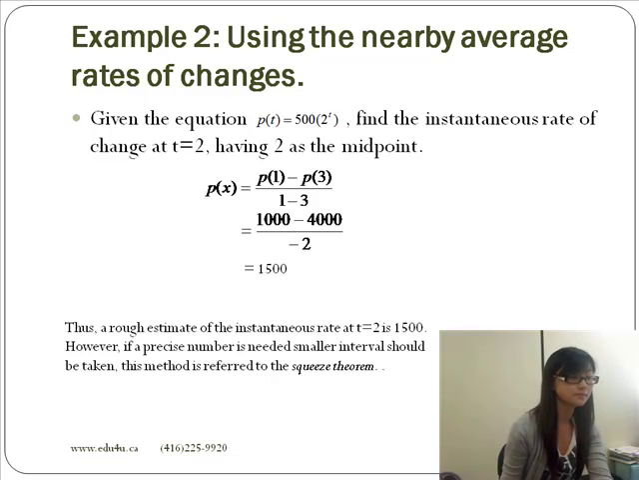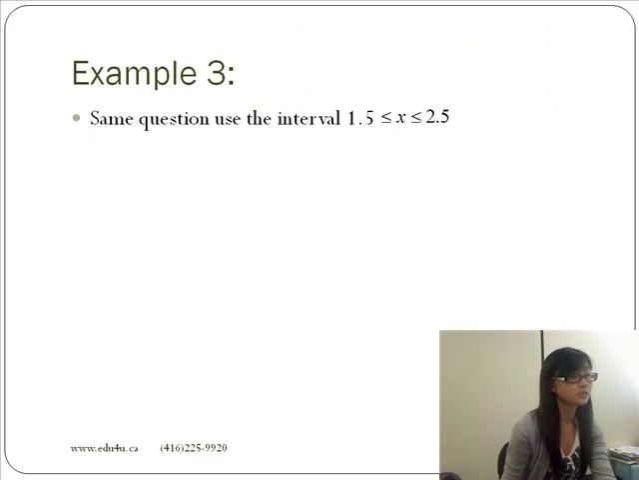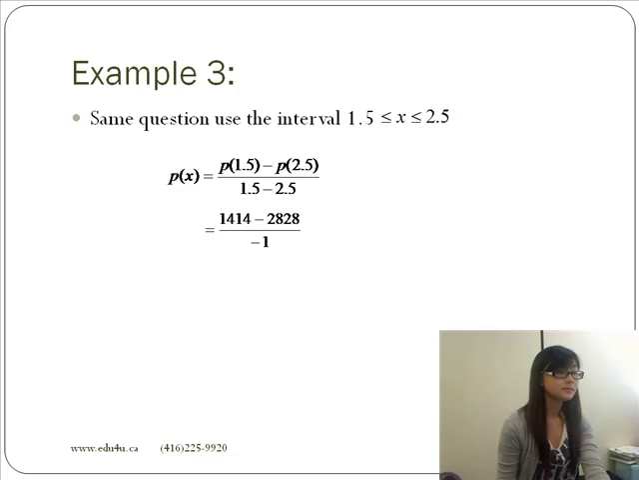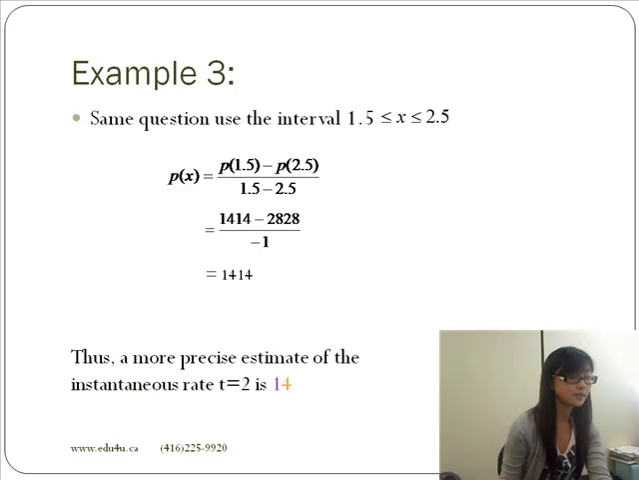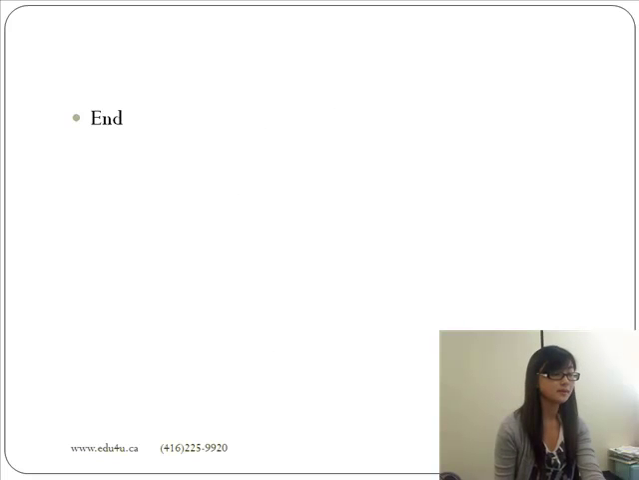However, if you want a more precise number, then you need a smaller interval. This method is referred to as the squeeze theorem. Now let's use a smaller interval of 1.5 less than or equal to x less than or equal to 2.5. We do the same as the above question. p of x when x is equal to 1.5 minus p of x when x is equal to 2.5, divided by the time elapsed, which would be 1.5 minus 2.5. That would give us the answer of 1,414. And 1,414 would be a more precise estimate of the instantaneous rate at t equals 2.